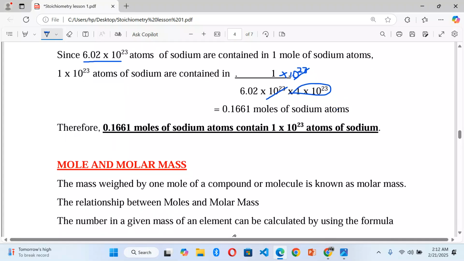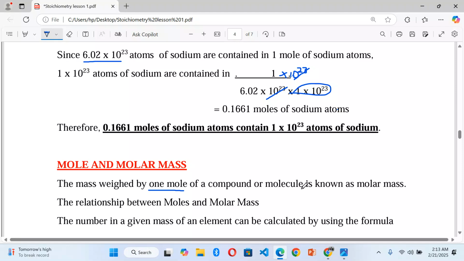Now, let's look at mole and molar mass. When we talk about mole and molar mass, we want to see the relationship between the molar mass of a given substance and the mole. Here we're saying that the mass weighed by 1 mole of a compound or molecule is known as molar mass. The mass weighed. This is something that we need to note. Mass weighed by 1 mole of a compound or molecule is known as molar mass, which means 1 mole of any given substance is equivalent to its molar mass.